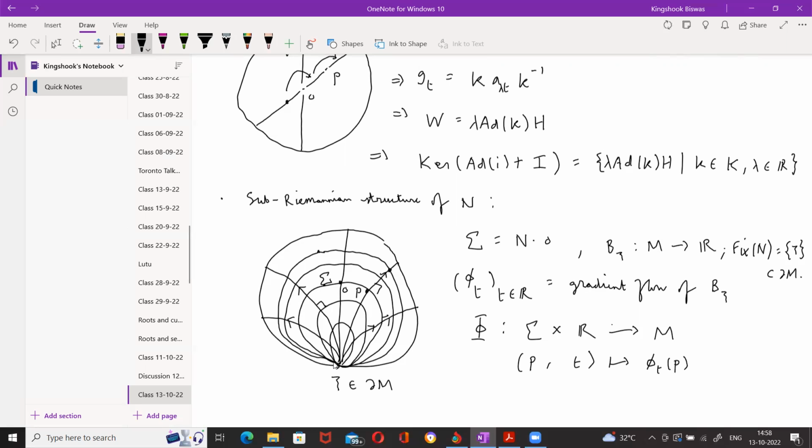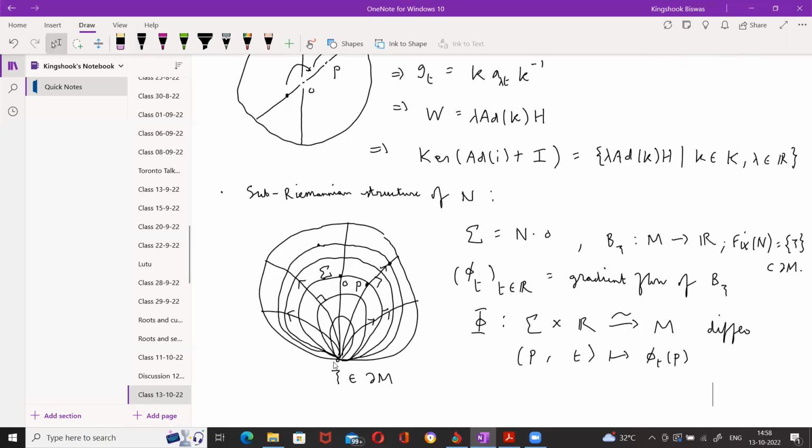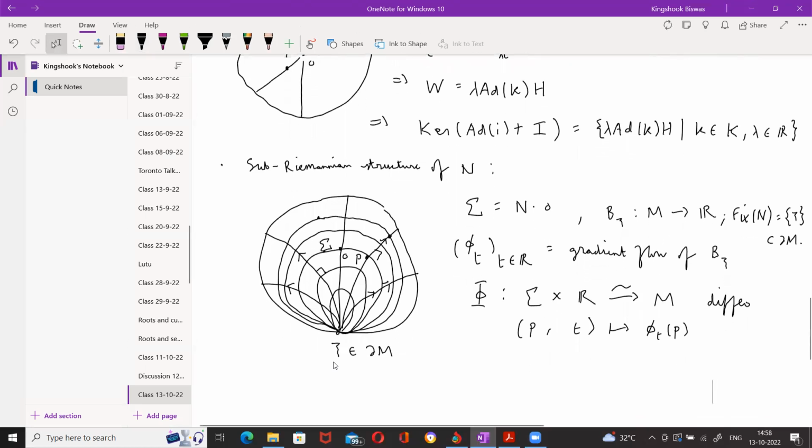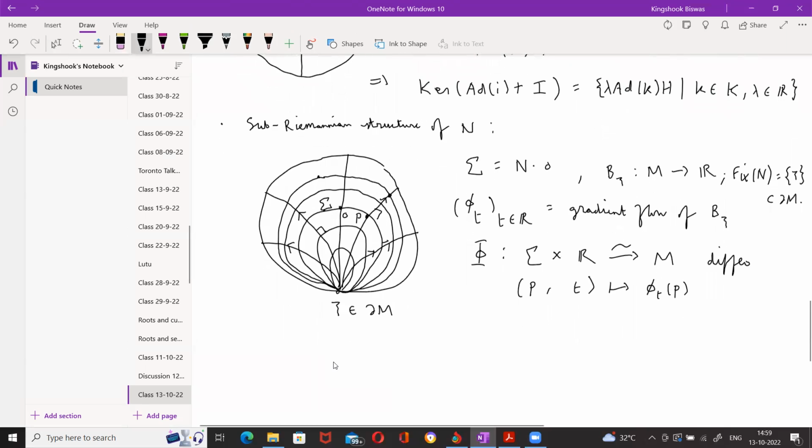Okay, so this is a diffeomorphism. That means M is identified with sigma cross R, the horosphere cross R, and the horosphere is identified with the group N. So this you can identify with NA. So this is the NA picture of the symmetric space, all right?